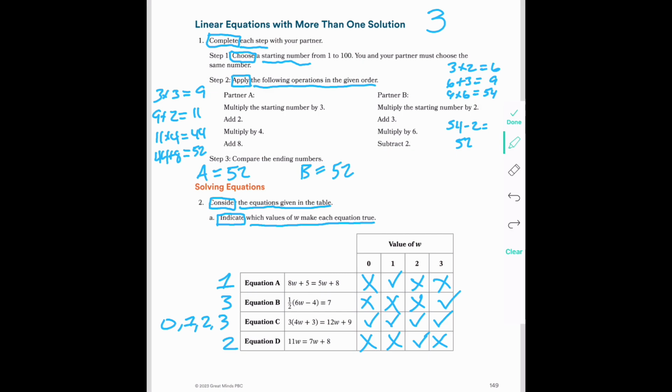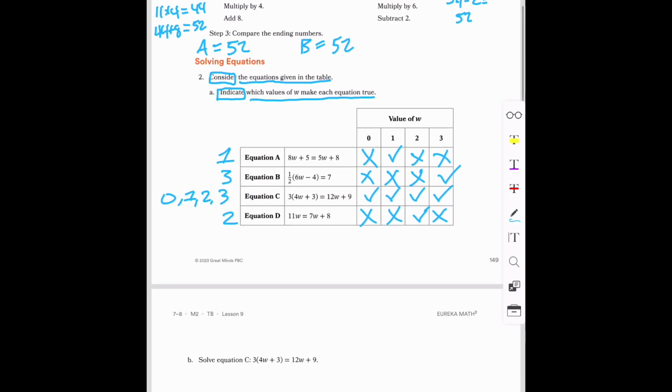So if we look, equation A has only one solution. Equation B also only has one solution. Equation D also only has one solution, but equation C works for all of these numbers. So it is a very strong possibility that equation C is an equation that could have infinitely many solutions. So now I'll go to page 150 so we can work it out and I can explain to you why, how it looks, and what happens when you get infinitely many solutions from solving an equation.